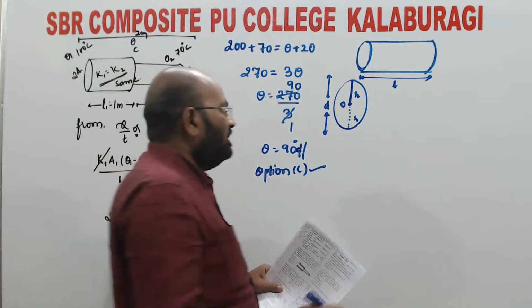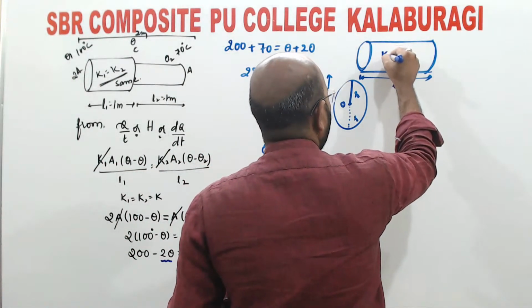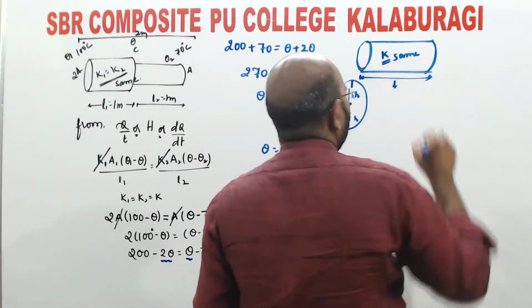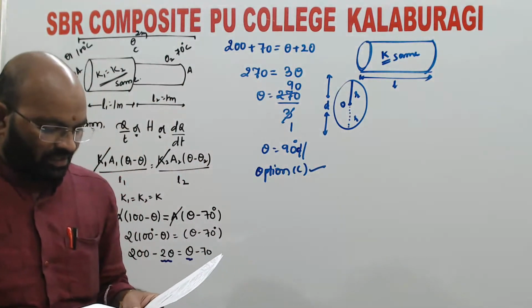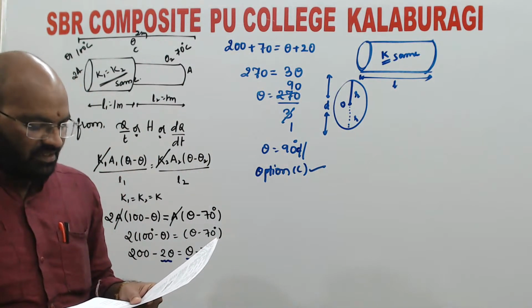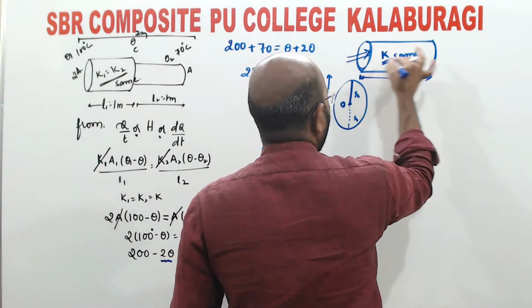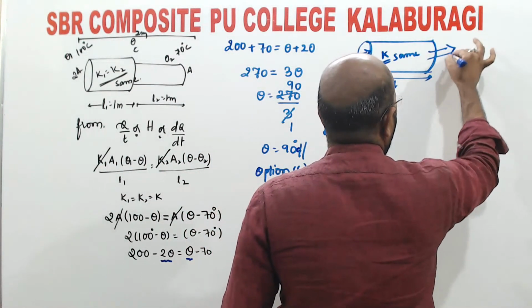Each will be made with what? Same material. It means the coefficient of thermal conductivity K is the same, and the ends are maintained at the same temperature.